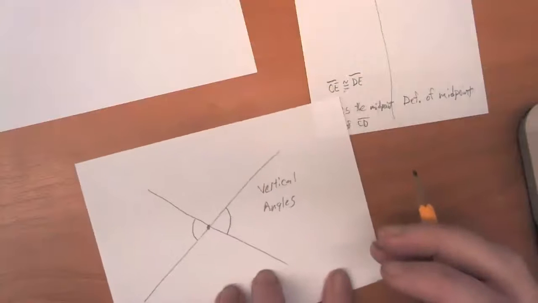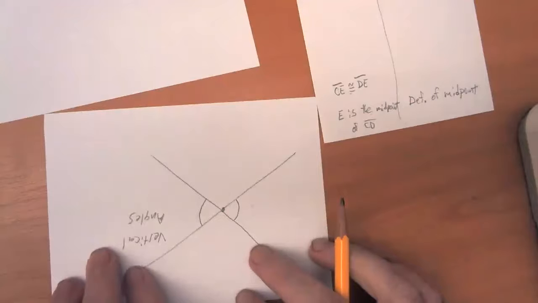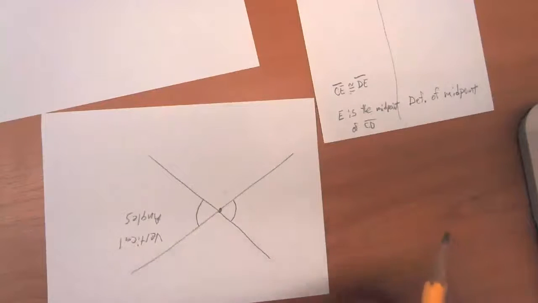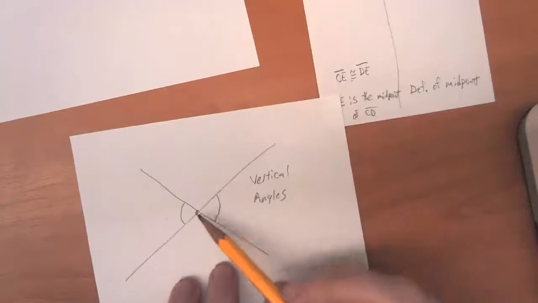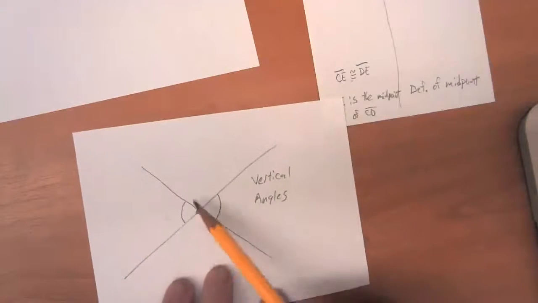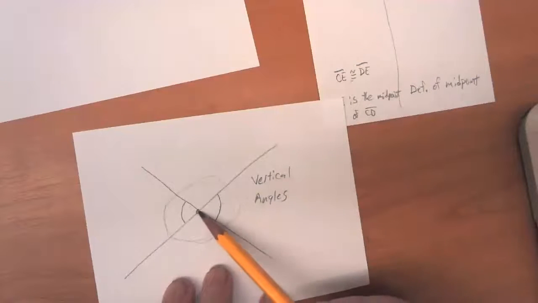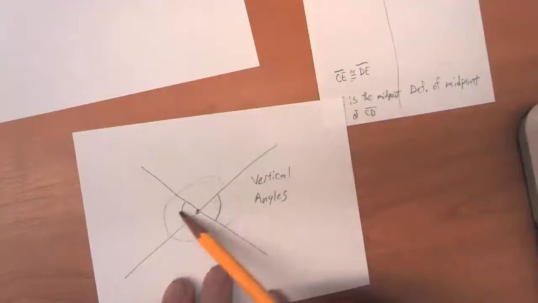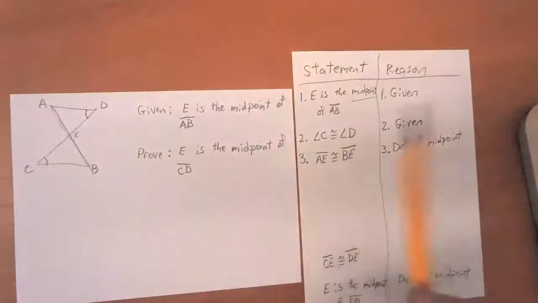You can imagine that if we just did a rotation around that intersection point, those vertical angles just line up with each other. So they must be congruent to each other. So that's the vertical angle theorem. You're going to use this whenever you recognize this shape in a proof. If you've got two intersecting lines and the angles on the opposite sides of that intersection point are important in your proof.